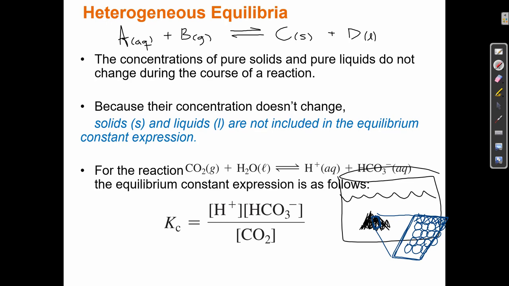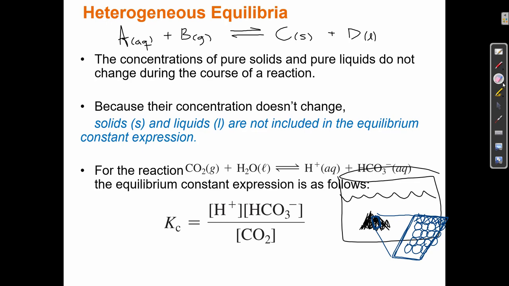So either way, the density of the solid or the density of the liquid, we can consider those to be the concentration of those substances, and the density of them doesn't change. So the concentration of a pure solid, the amount of particles I have per given volume, is always the same in a solid. And in a liquid, it's always the same. So because their concentration doesn't change, solids and liquids, little s and little l, in a chemical reaction, they're not included in an equilibrium expression.